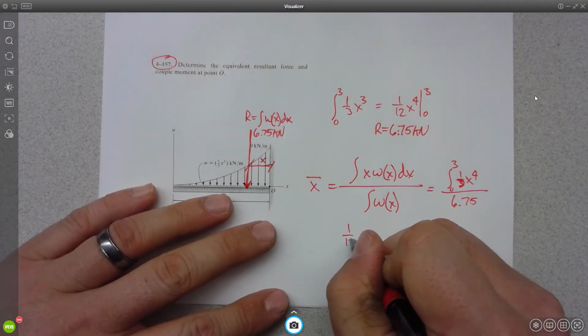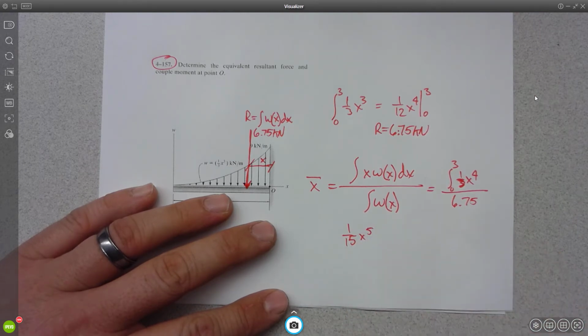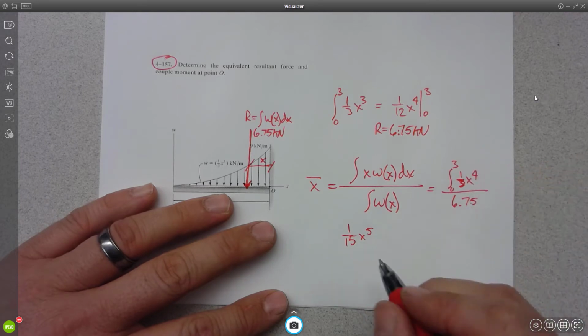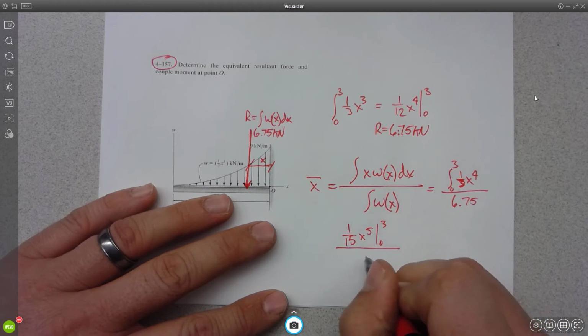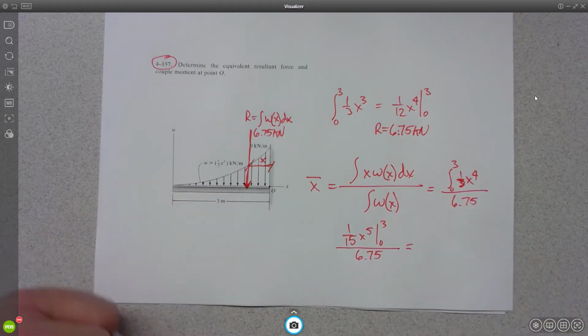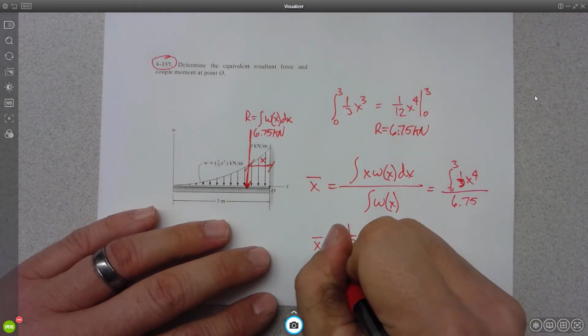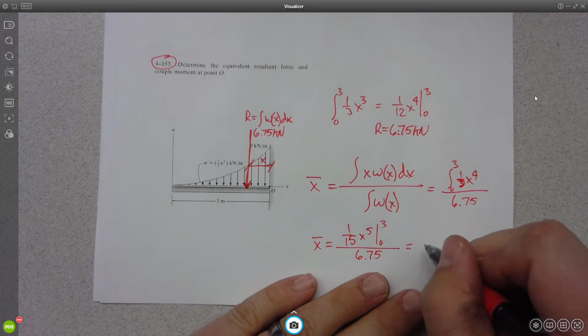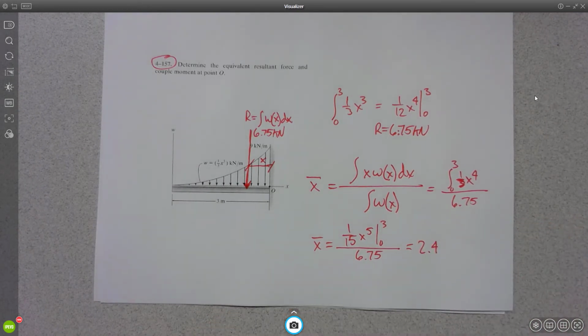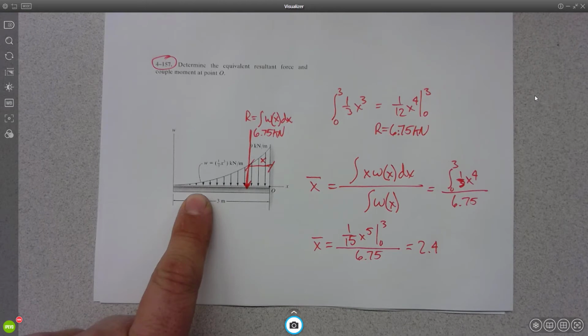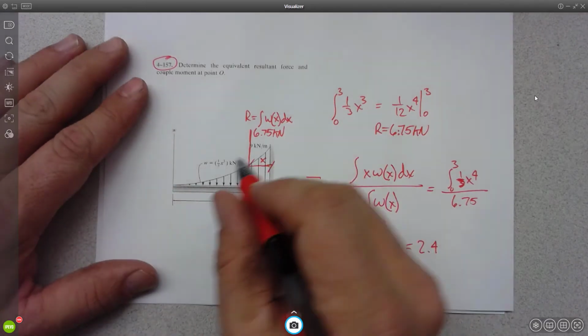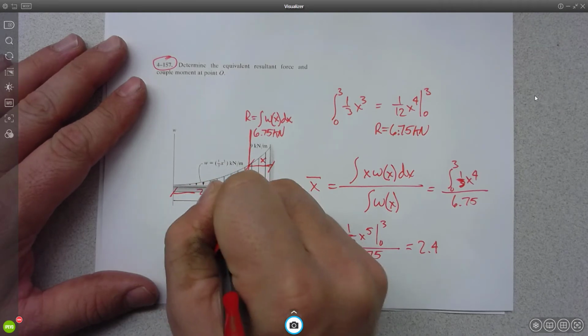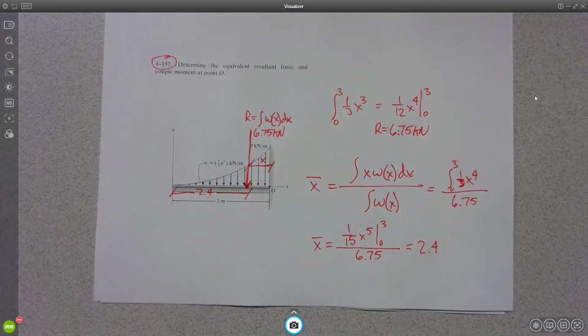So that'd be 1/15 x to the 5th, right? Did I do that integral right? From 0 to 3 over 6.75. What's that give us for x bar? 2.4. What do you think? Reasonable? 2.4 from O? No, that's not where we are integrating from. We put 0 over here, right? So it's 2.4 from there. That's reasonable.